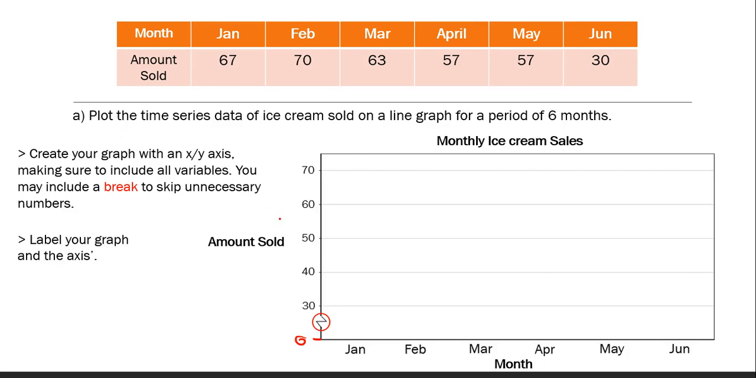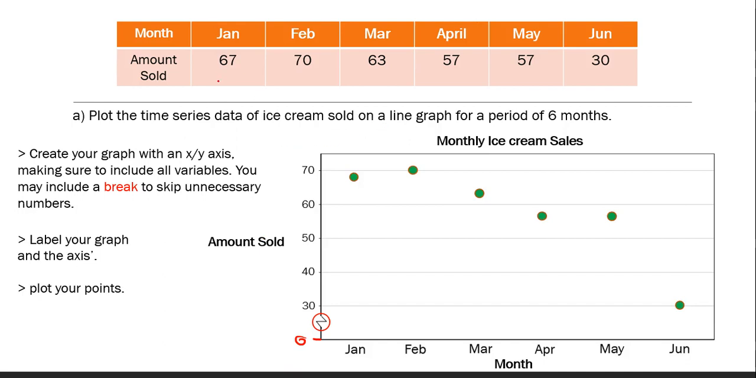Next, label your graph and the axis. So remember, call this month, call that amount sold, and obviously the name of this graph. Remember the time is always on the x-axis, and then the variable that changes is on the y.